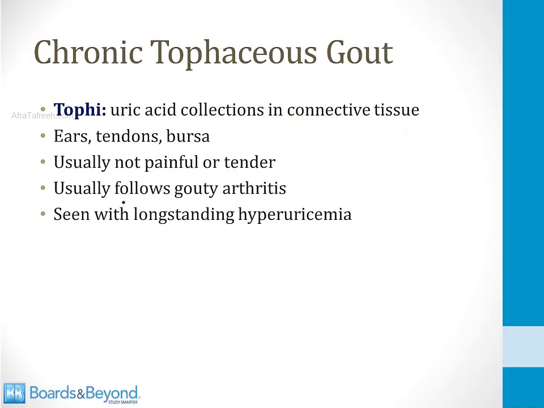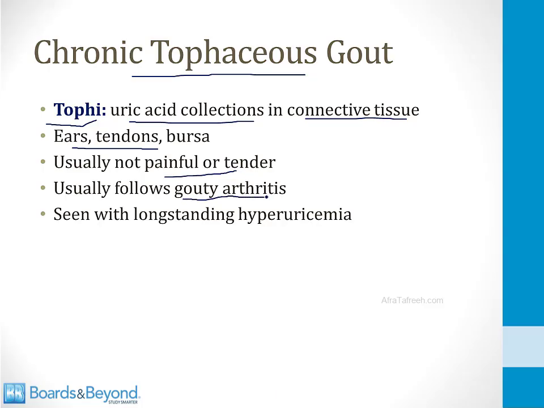Patients who have had multiple attacks of gouty arthritis can develop what's known as tophi. Tophi are uric acid collections in the connective tissue, and when patients develop tophi complicating gout, their condition is called chronic tophaceous gout. So places that the tophi often form are the ears, the tendons, the bursa. They're usually not painful or tender, but the patient will notice a little bump, and that is a collection of uric acid called a tophus. Usually these bumps form following several attacks of gouty arthritis, and as I said before, they're seen in patients with long-standing hyperuricemia and multiple attacks of gout.